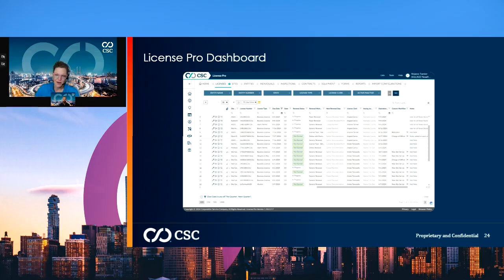Now, I know we've covered a lot. And again, I'll just recap that CSC offers services for both annual reports and for business licensing. So we have service where we can do the work for your teams, and we also have software like License Pro to help you do your own self-managed compliance.